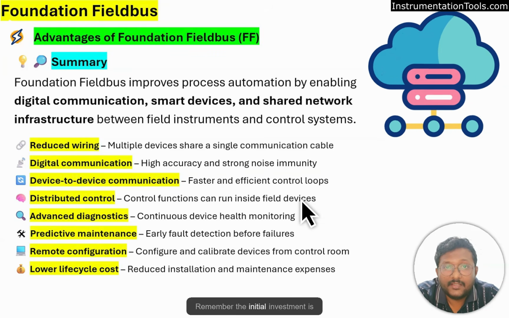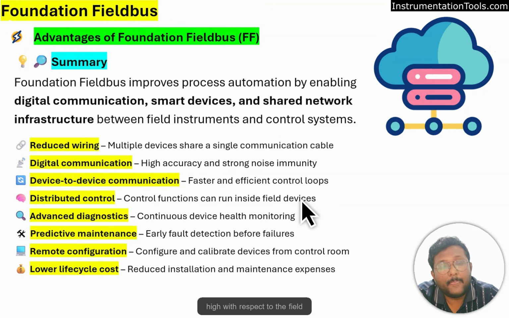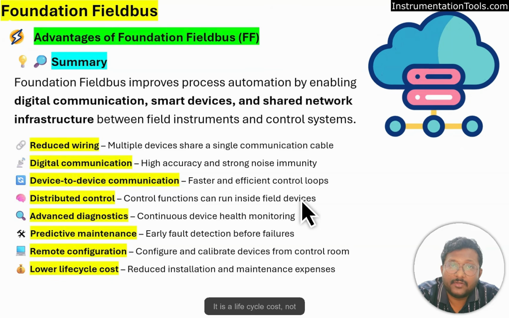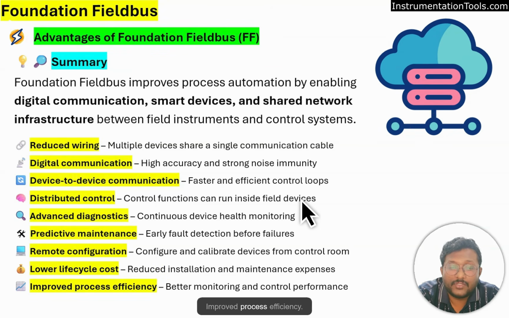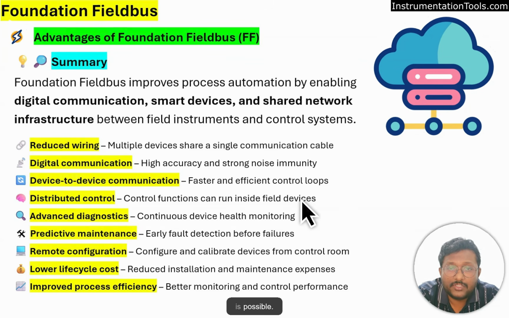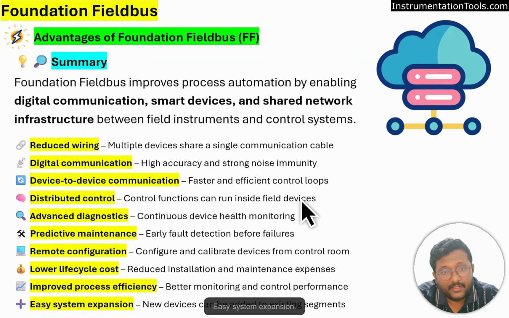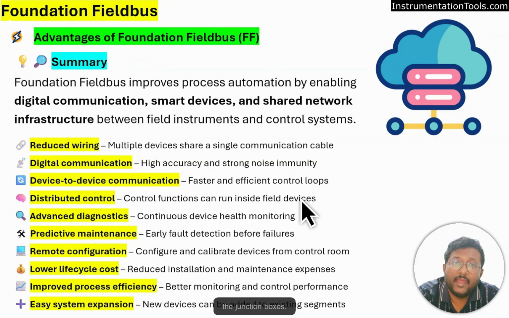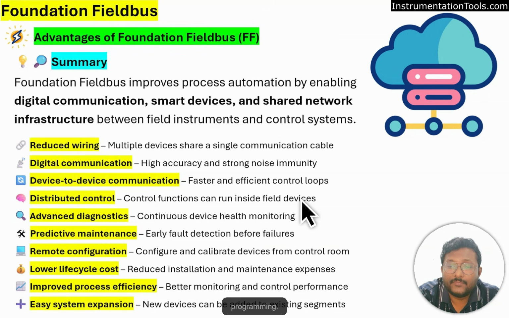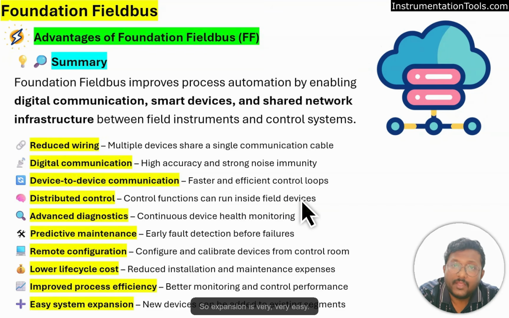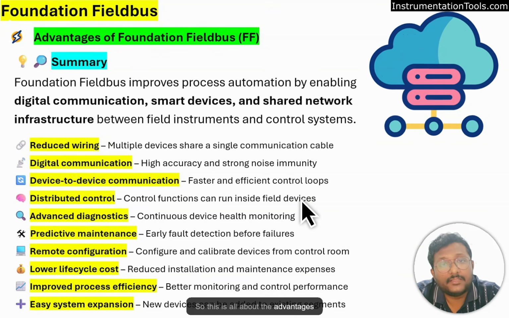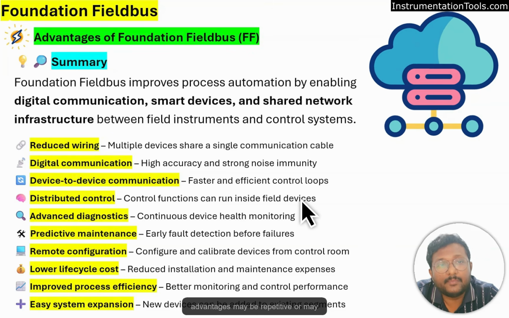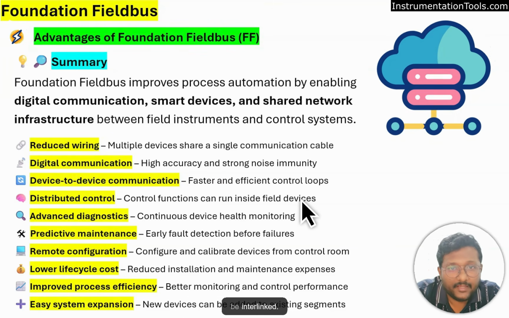Remember, the initial investment is high with respect to the field instruments and junction boxes. Okay, note this. It is the life cycle cost, not the initial investment. Improved process efficiency, yeah, better monitoring and control is possible. Easy system expansion. You can easily add new devices. You can connect your new devices to the junction boxes, and that's it. You just need to do some programming. So expansion is very, very easy. So this is all about the advantages of Foundation Fieldbus. Remember, some points, some advantages may be repetitive or may be interlinked.